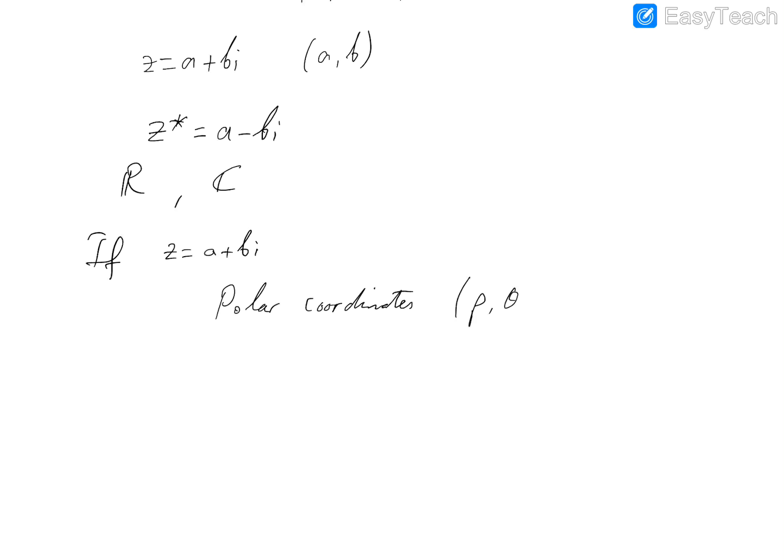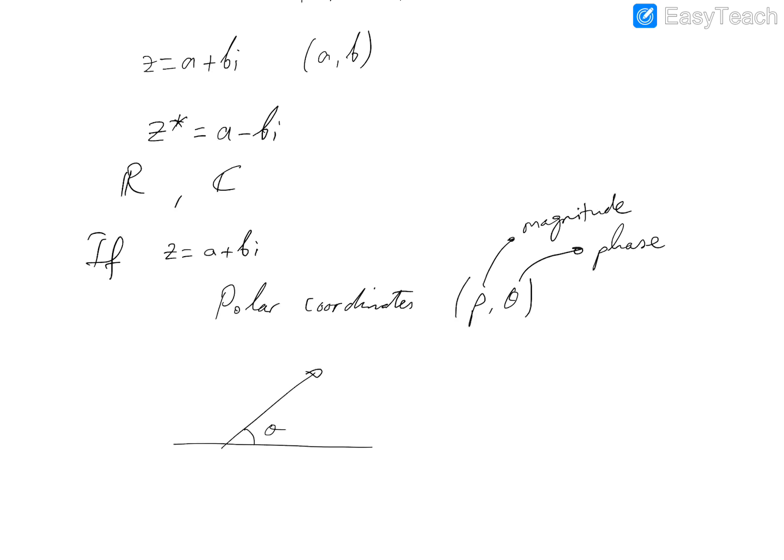Rho and theta. Here rho is called the magnitude and theta is called the phase. Okay, so it's like having an angle. So we can represent this by a vector. And all we need is just an angle and the magnitude, the length of the vector.